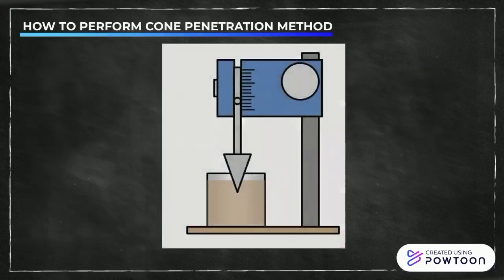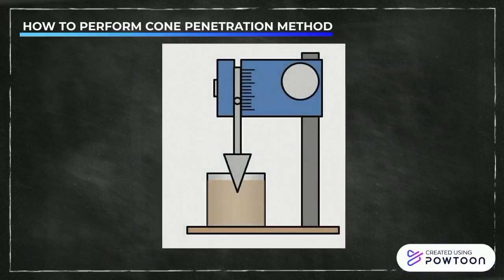This is the visual of the apparatus needed in order to perform this method. This is called the fall cone apparatus or cone penetrometer, which has a stainless steel cone with a 35 mm length that is assigned to penetrate the soil.